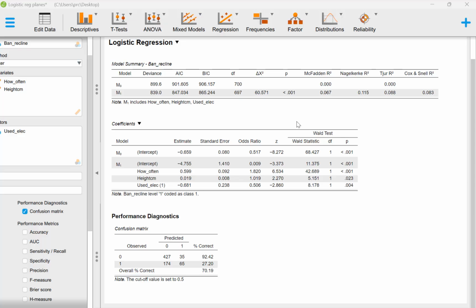We're just going to skip the coefficient table and just go down to here. This is performance diagnostics. This tells us our correct classification rate.